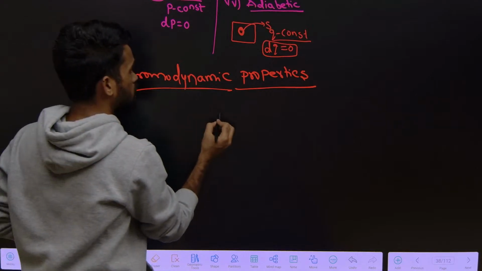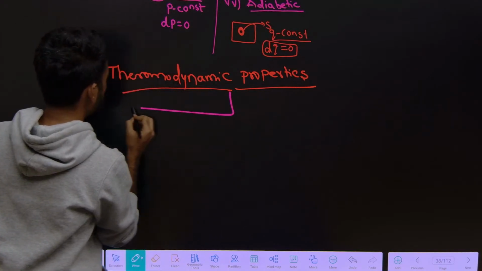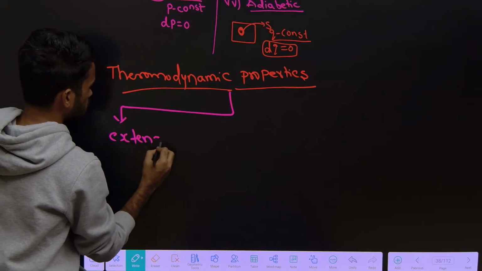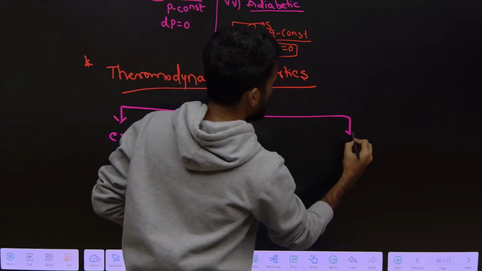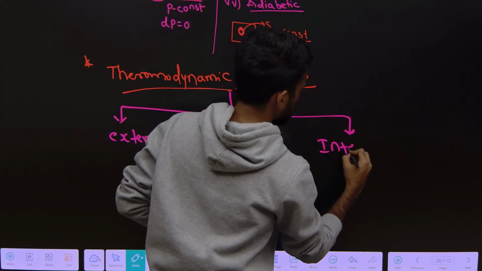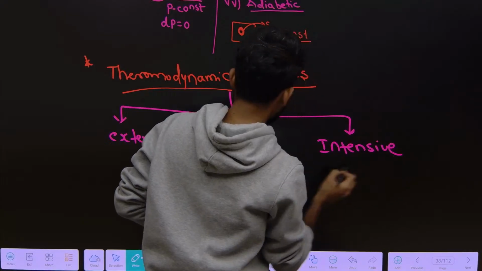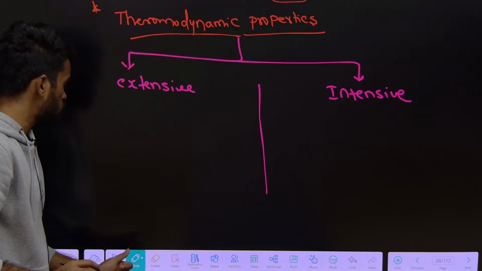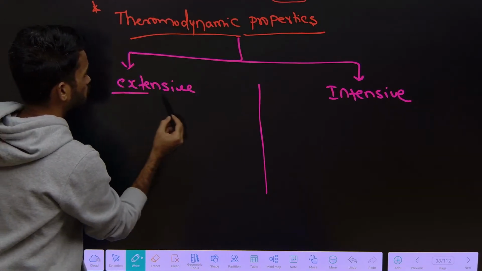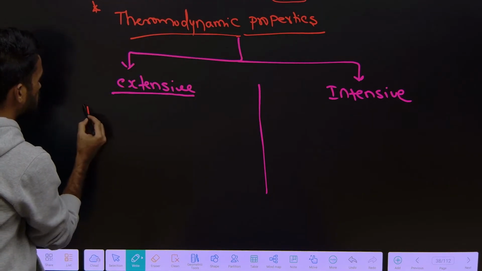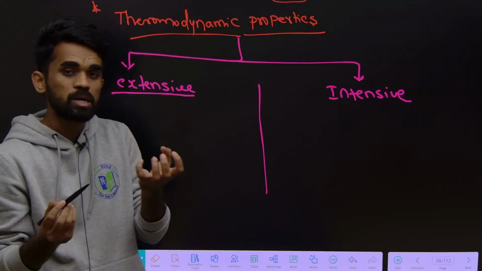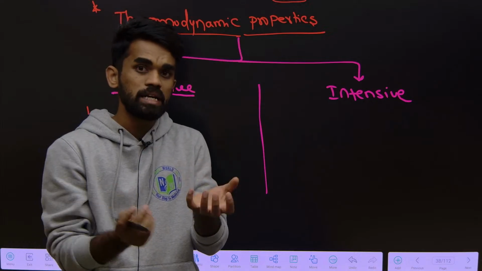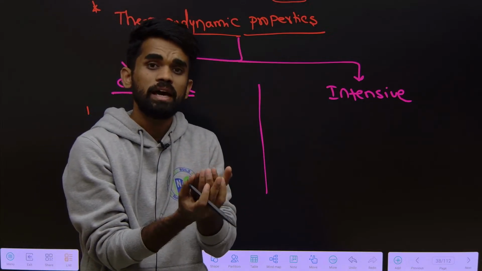What are the types and what exactly are they? There are two types. One is extensive properties and the other is intensive properties. Very easy to understand, look here. When do we say extensive? If the property depends upon the quantity of substance, then you can say it is an extensive property. So quantity-dependent or mass-dependent properties are called extensive properties.